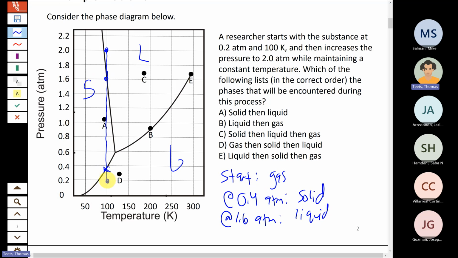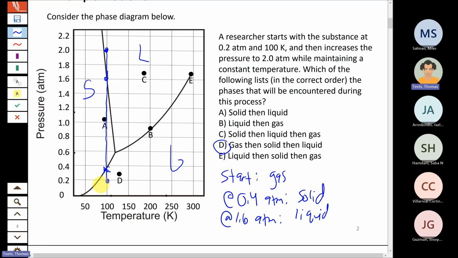So we start in the gas phase, we cross over into the solid phase as we're raising the pressure, and then at even higher pressures above 1.6, we convert into a liquid. So the correct answer would be choice D here. Choice D is the only one that has the correct starting point, so I guess we could have probably eliminated all the rest if we just recognized where we were at the beginning, but that would be the correct order. Gas, then solid, then liquid as we go up in pressure at a constant temperature of 100 Kelvin.